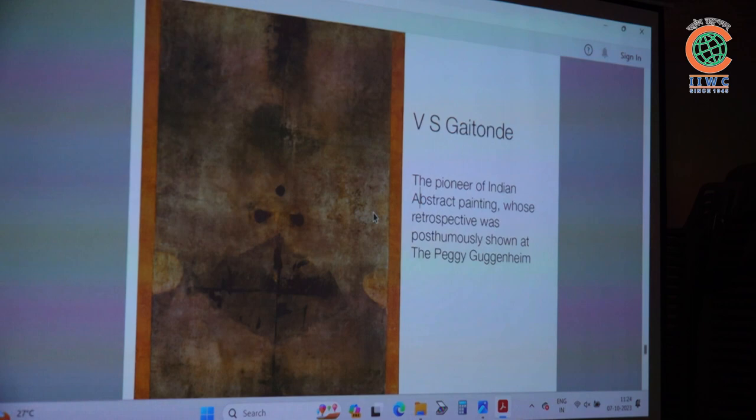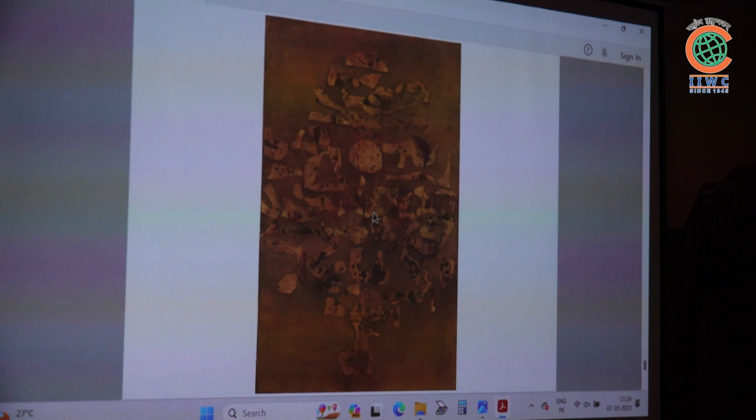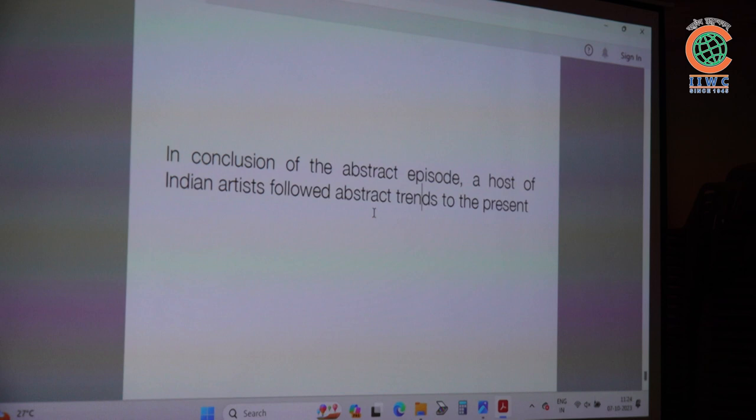Gaitonde, that's the reason I brought some of his works here. See, these are the works. I think some work got auctioned for some 40 million or something like that. These works are really great works of Gaitonde. Yes, Vasudev Gaitonde. So in conclusion of the abstract episode, a host of Indian artists followed abstract trends to the present. So that explains the abstract thing.